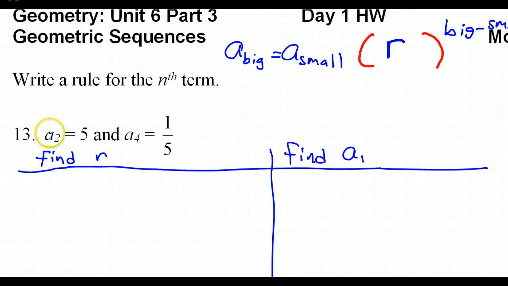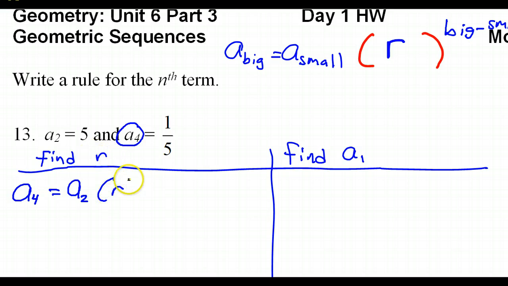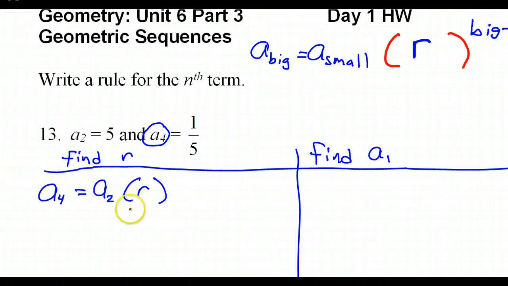So looking at number 13, we're given A2 and A4. Guess which one of those is A big? That's going to be A4, the bigger one. I'm just talking about the 4 versus the 2. So if I want to set this up, A big equals A small times r to the big minus small power, I'm going to start off this way. I'm going to say A4 is equal to A2. Next comes r, that's what we're looking for right now. And then it should be to the big minus small power. Now remember, 4 is the big, 2 is the small. So we're just going to do the 4 minus 2 power.